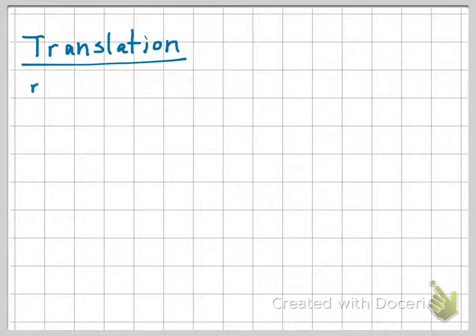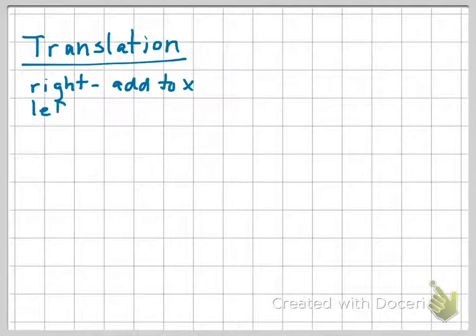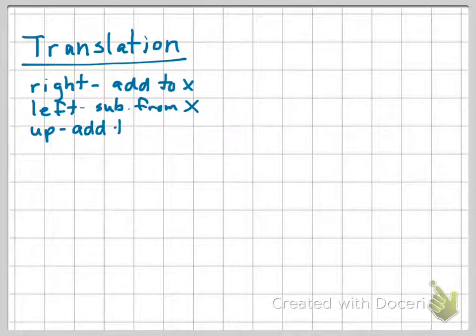Okay, first we'll look at translations. Okay, the rules for translations, as far as the coordinates go: right means add to x, left means subtract from x. Up means add to y, and down means subtract from y.